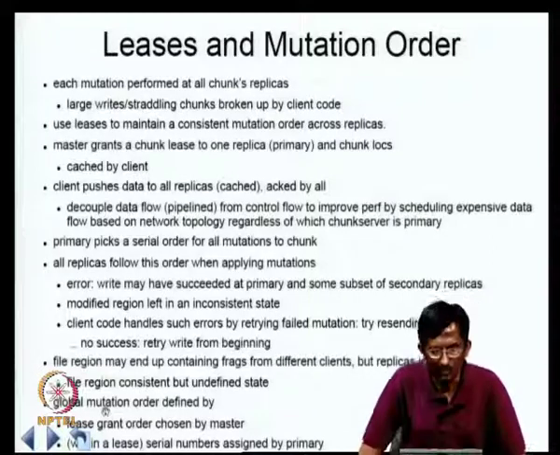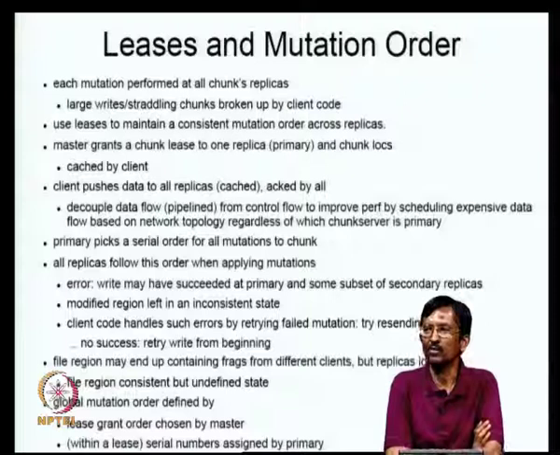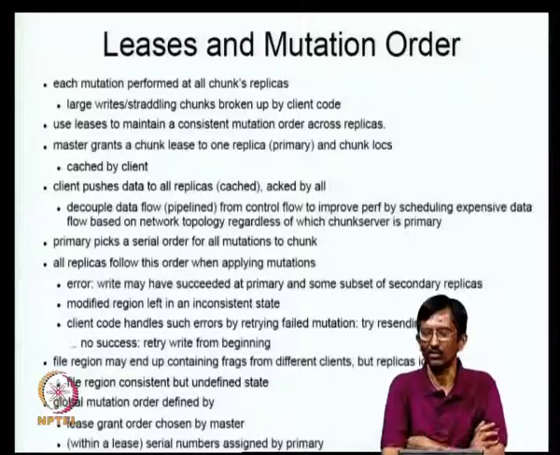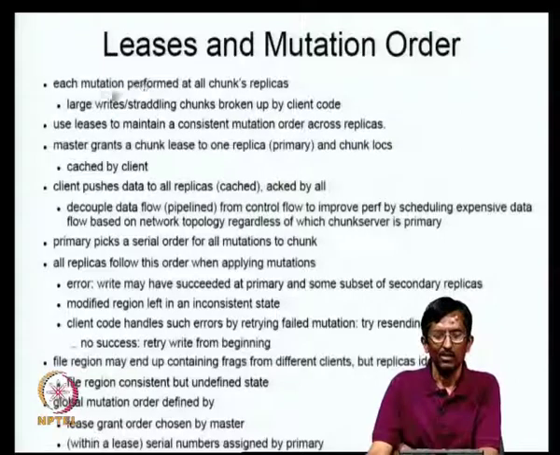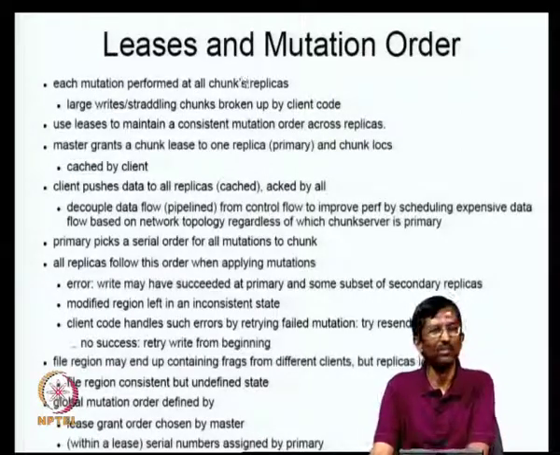Now let's look at how, because we have multiple replicas, you have to figure out how to apply those changes to all the replicas. There has to be some order. How is this decided? Each mutation is performed at all chunk replicas, right? A replica by definition should have the same information like any other replica should have. Therefore, any operation that you do should happen at all chunk replicas.